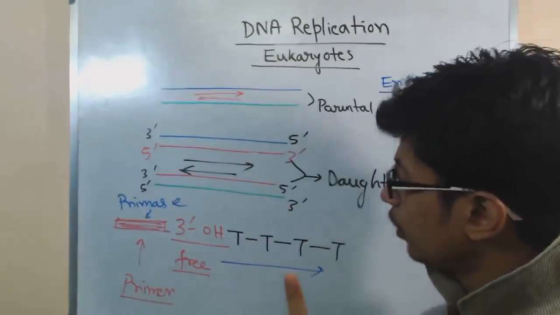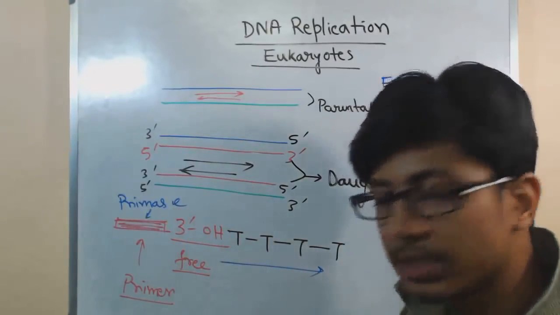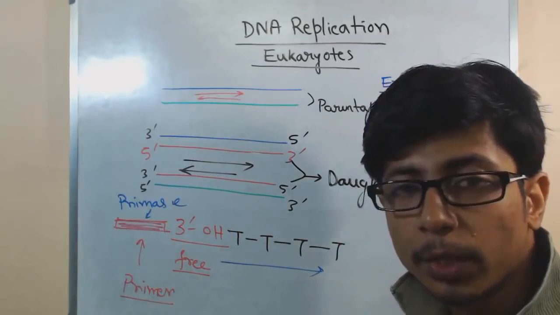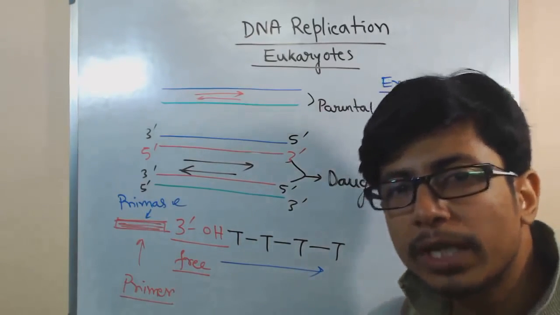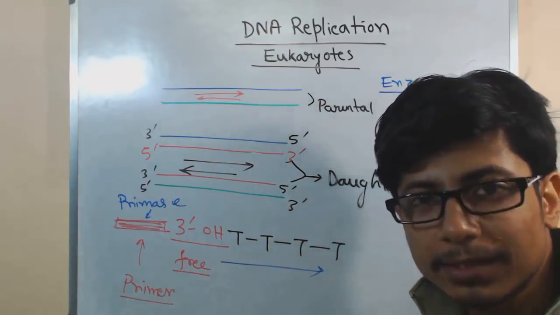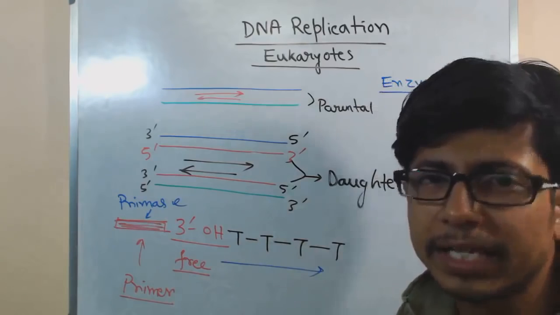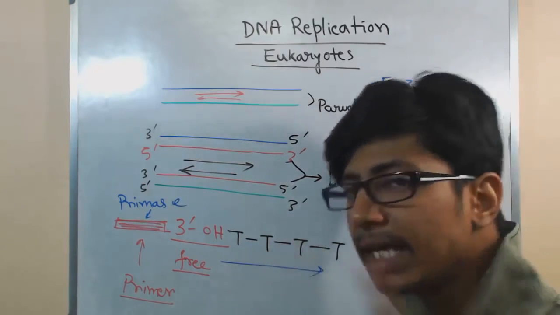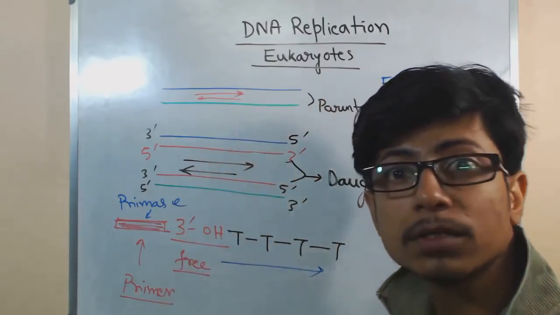So for this reason, the other strand, we call it a lagging strand because the synthesis is discontinuous. So the problem usually arises with the lagging strand synthesis. There is no problem in the leading strand synthesis because it works fine without any interruption. But in the lagging strand, we have small stretches of nucleotide sequences and DNA polymerase falls off.